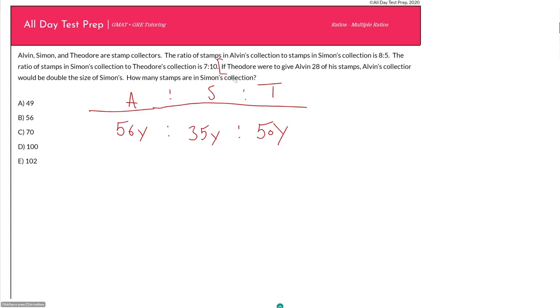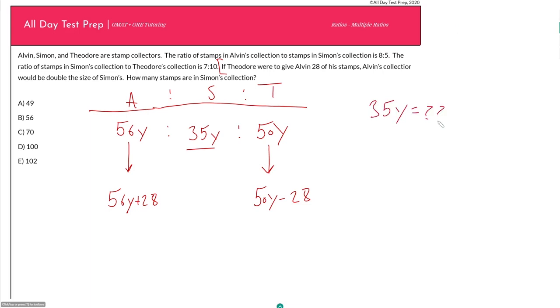Now I got to translate this into algebra. If Theodore were to give Alvin 28 of his stamps, so Theodore had 50y stamps before, he's giving up 28 of them. He should now have 50y minus 28. And Alvin, he's gaining those stamps, so he should have 56y plus 28. And they say Alvin's collection will be double Simon's. Then they want to know how many stamps Simon has. And so Simon doesn't change at all. No stamps were added or subtracted from Simon.